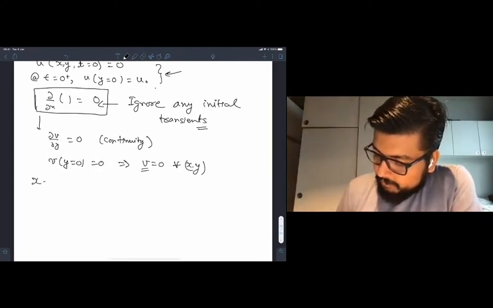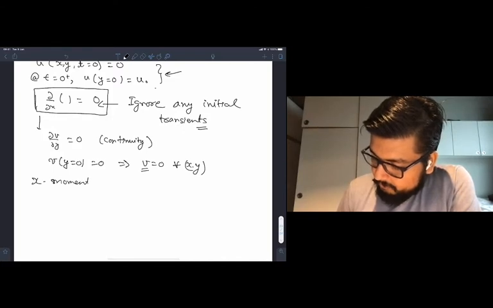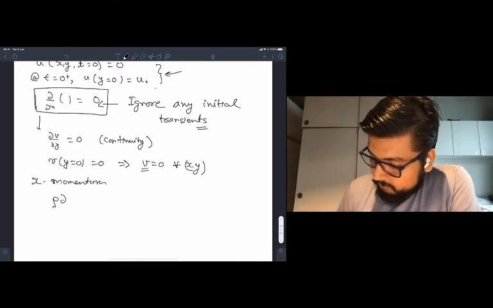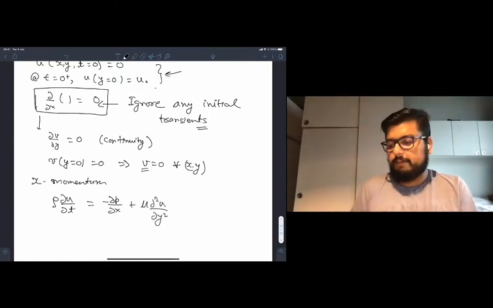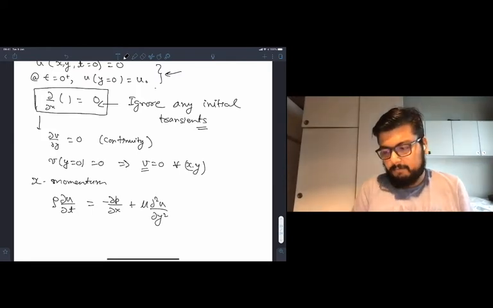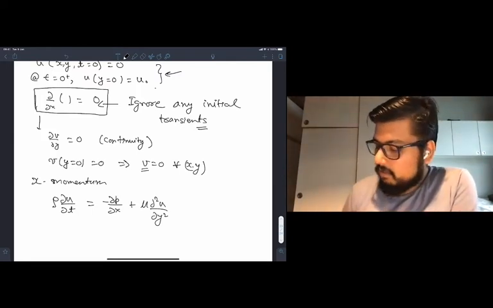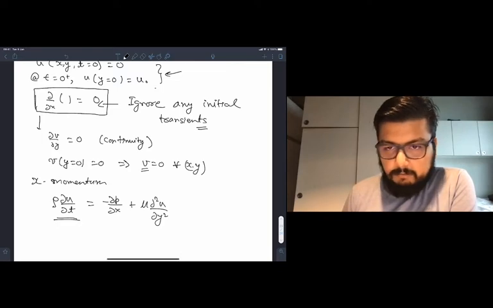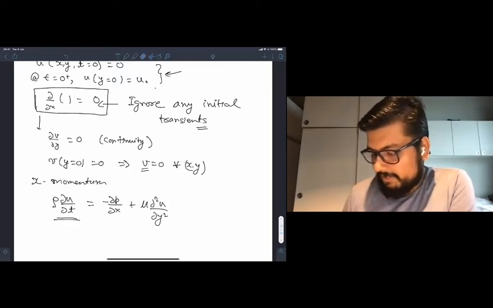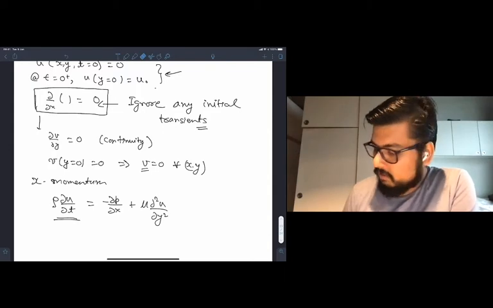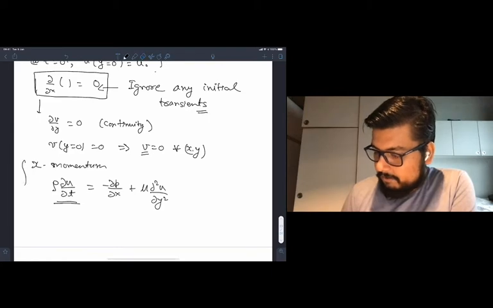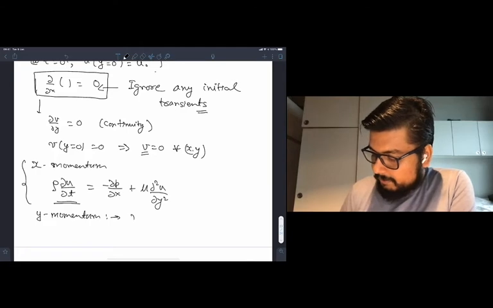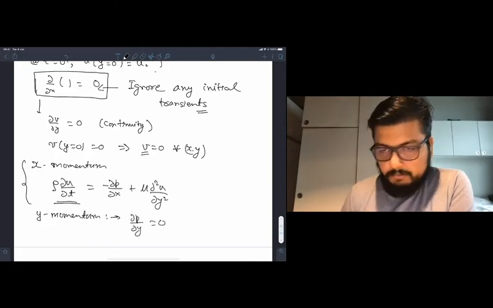And then if I write out the x momentum equation, I will get the following. The derivation is not different than what we have been doing so far. The only difference is that it's an unsteady flow now, so del u by del t will not vanish. You can also try this as an exercise, and let me know if you don't reach this x momentum equation. Similarly, the y momentum equation will simply read that del p by del y is 0.